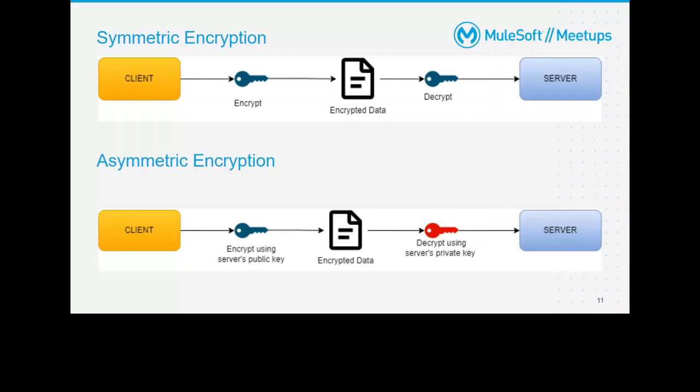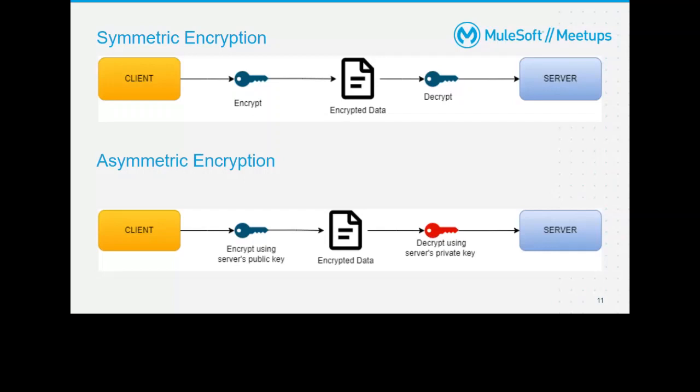The major drawback here is that anyone who has access to this key can decrypt the data. So this key should be kept secret. And there are many different encryption algorithms available, like DES, AES, and Blowfish.